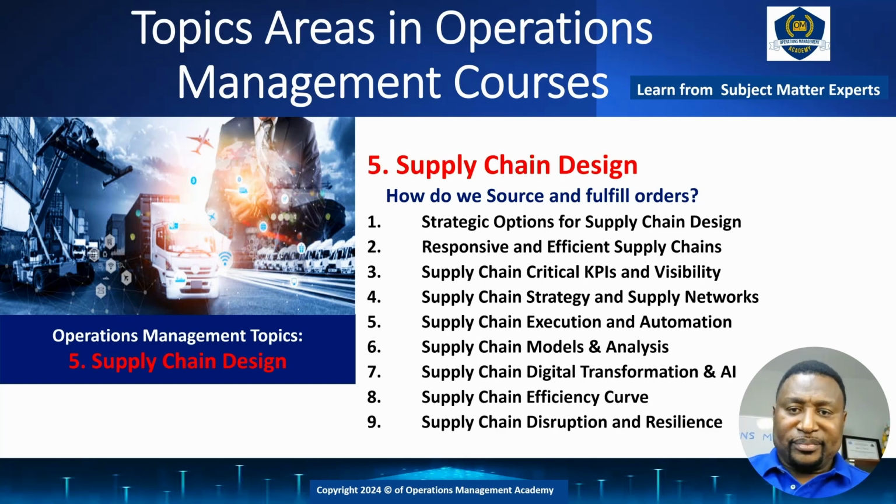And then you would build your supply chain strategy, and today digital supply network is something that brings visibility into your supply chain. The execution and then supply chain automation. Today we have autonomous supply chains, and that's something that is gaining a lot of momentum. Know your supply chain model and how to analyze it. Do your supply chain digital transformation using AI and using some models that are available out there. And then how do you use your supply chain efficiency curve to know how efficient is your supply chain?